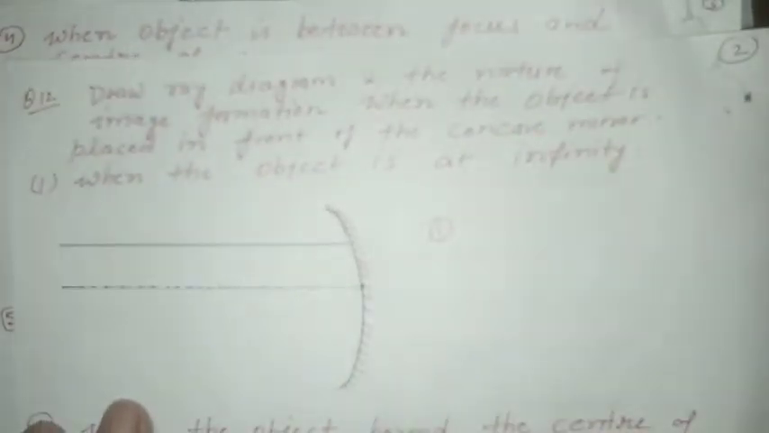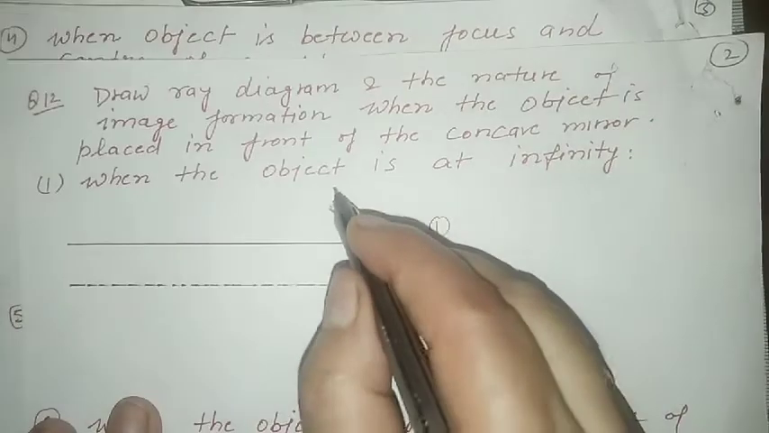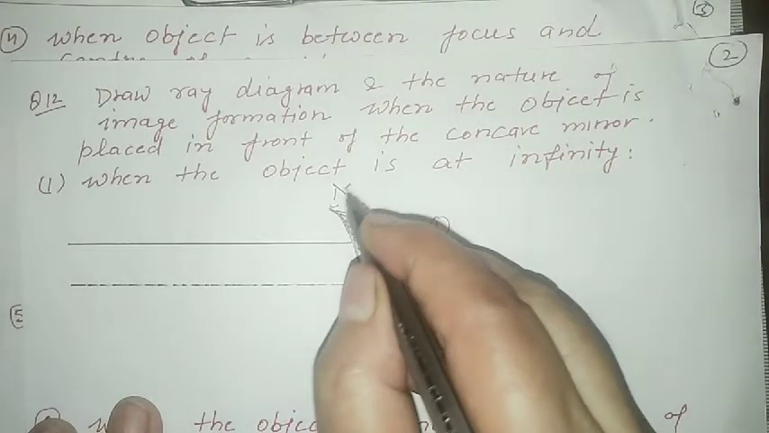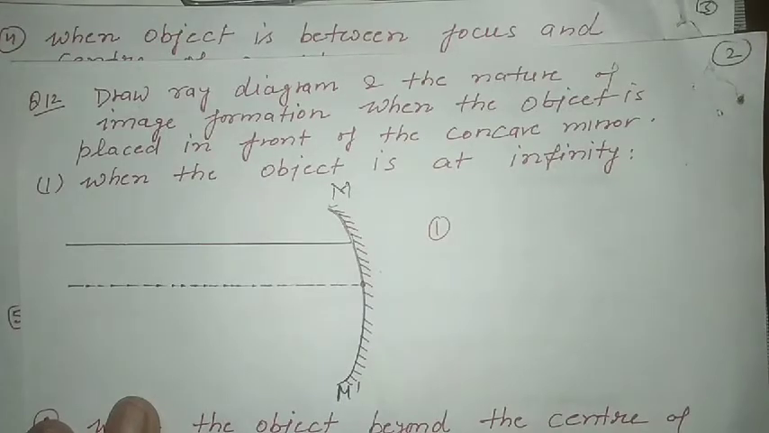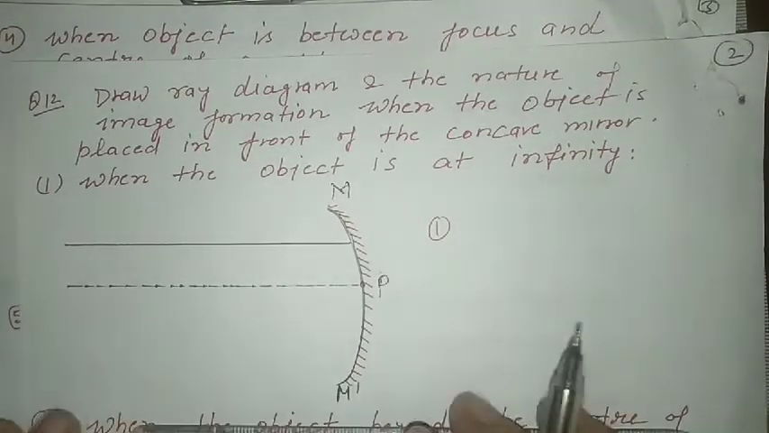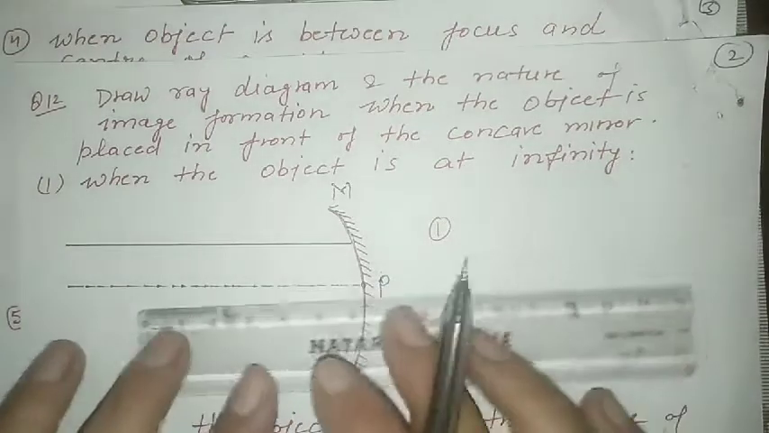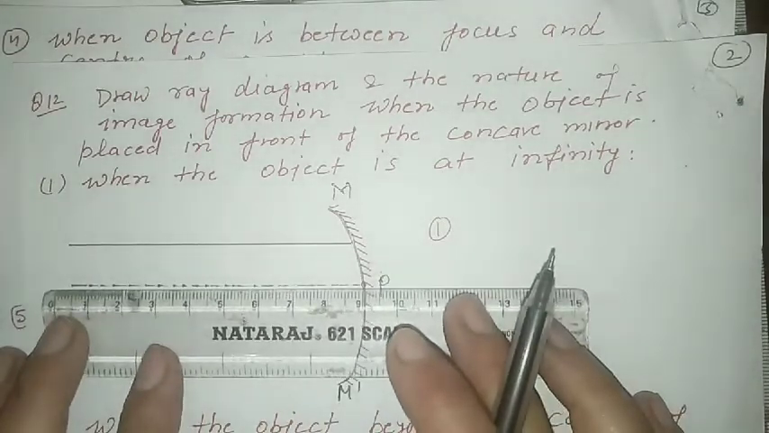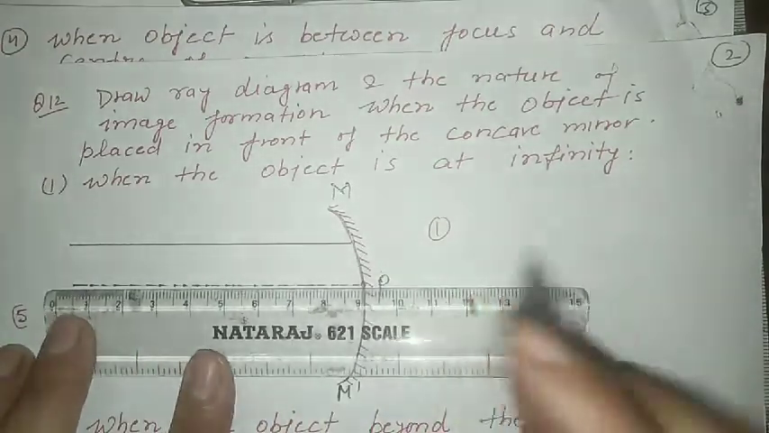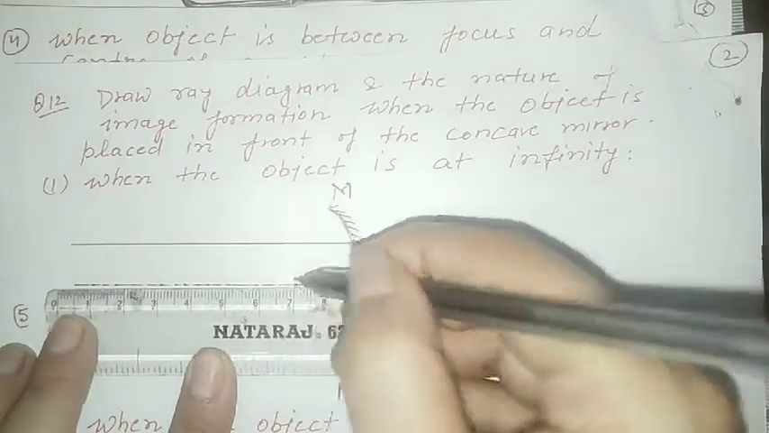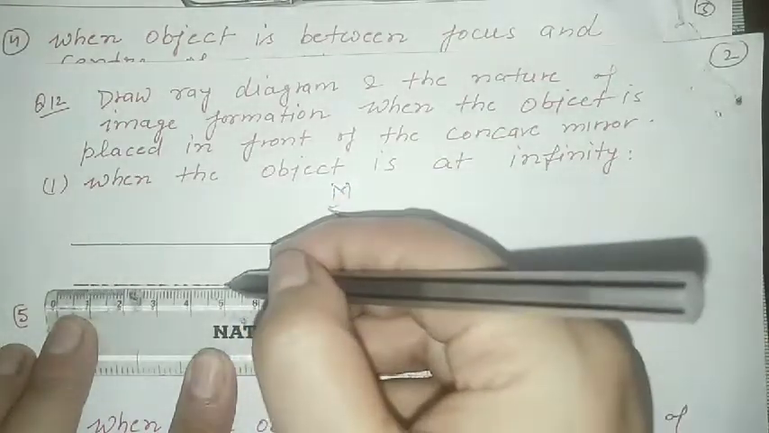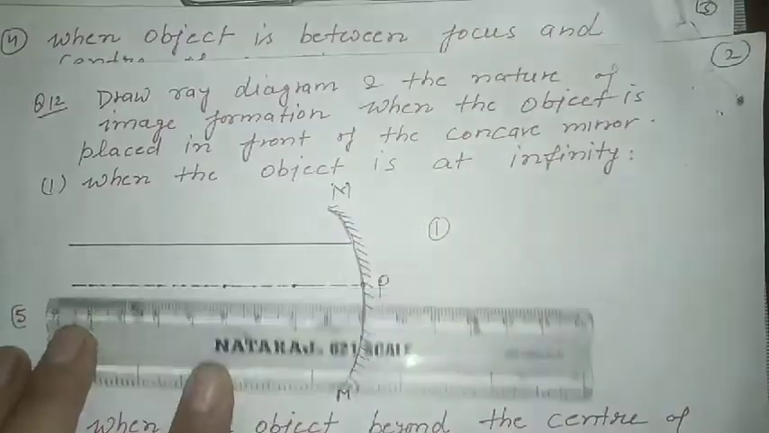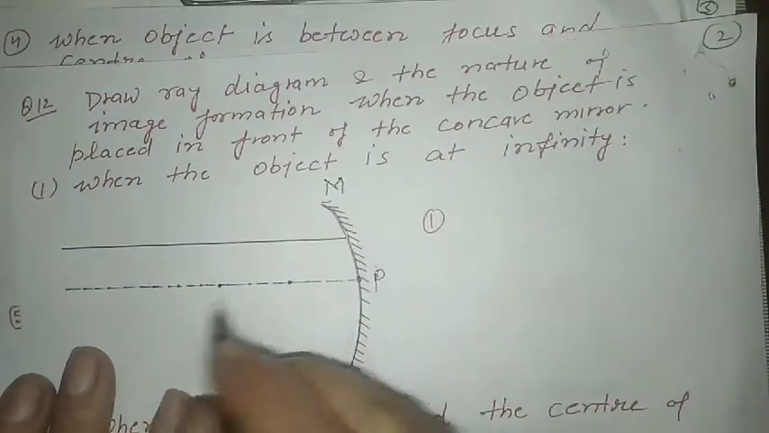So this is our mirror here, and this is the pole. Suppose here I am taking a distance of 2 centimeters. You will choose your scale. So I am taking it here at 2 centimeters, and here also, because the center of curvature is just double.